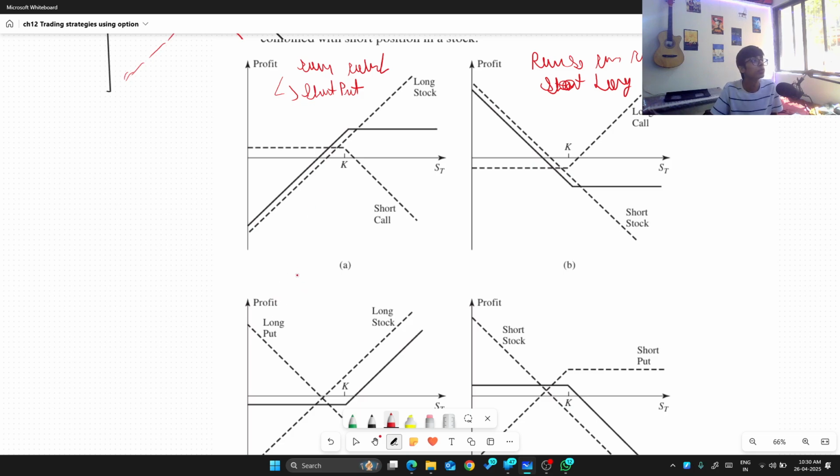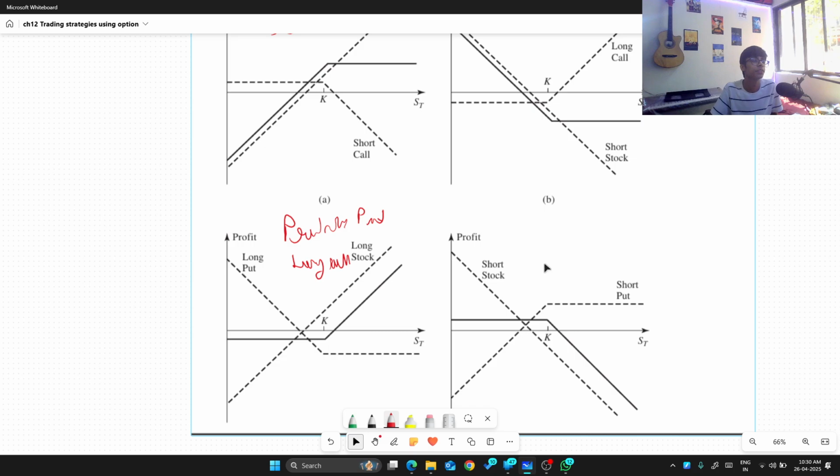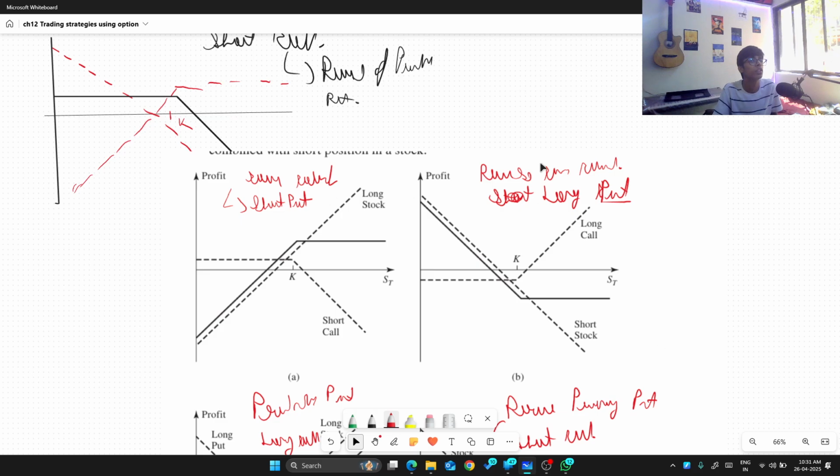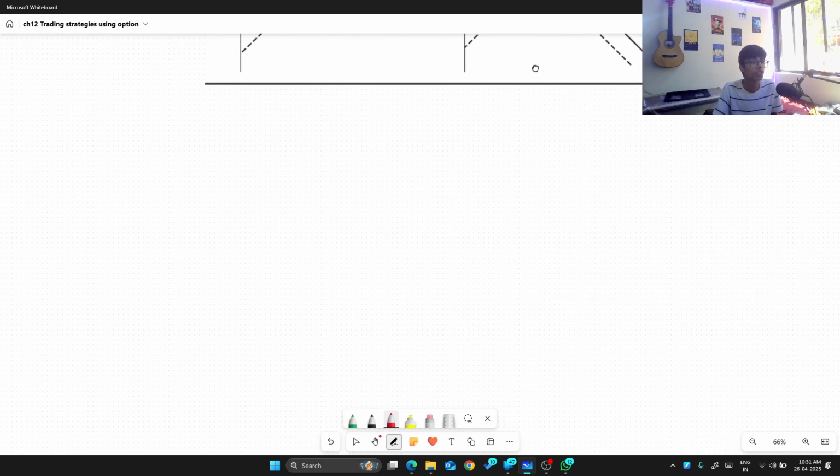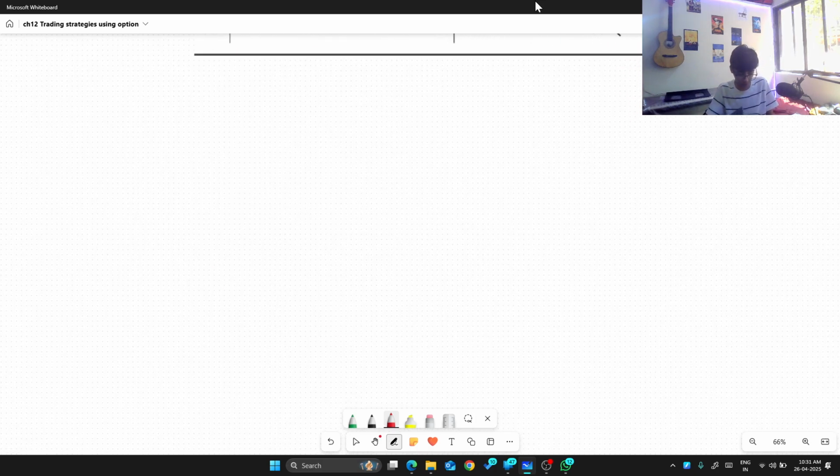And it is a protective put. That is a long call. And it is the reverse of a protective put. That is a short call. So the reverse is a short call, and the reverse of it is short. So remember that, and then we will go to our next topic.